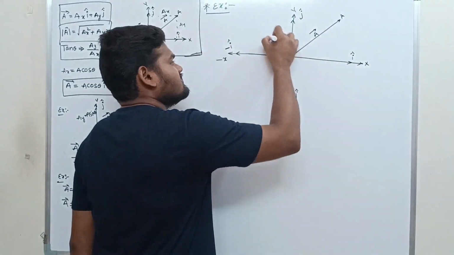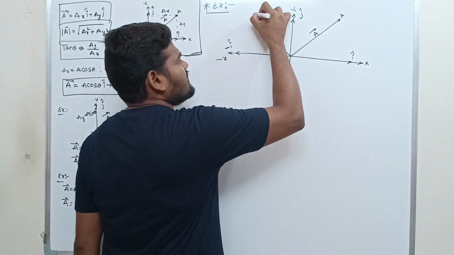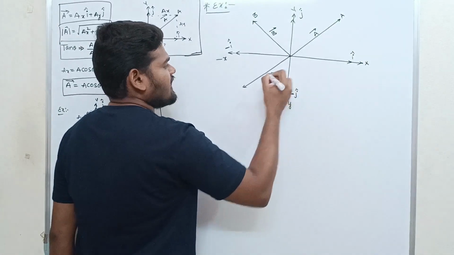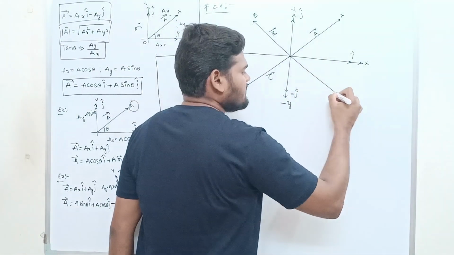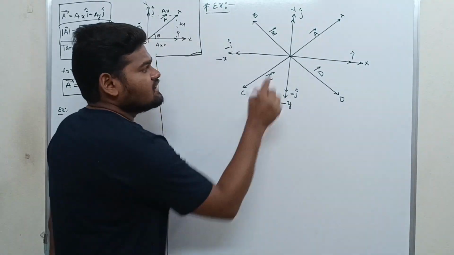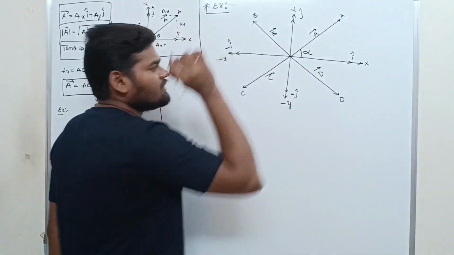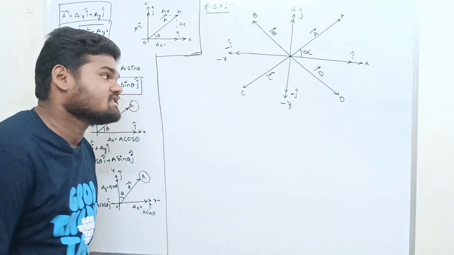So this is a b bar vector and its magnitude is capital B. And I'm taking a c bar vector, and its magnitude is C. Right. So I'm taking a d bar vector and its magnitude is capital D. So this a bar vector is making an angle alpha with the positive x-axis.